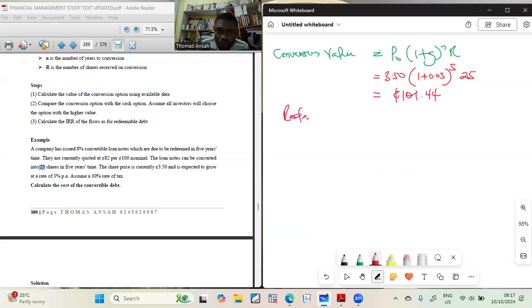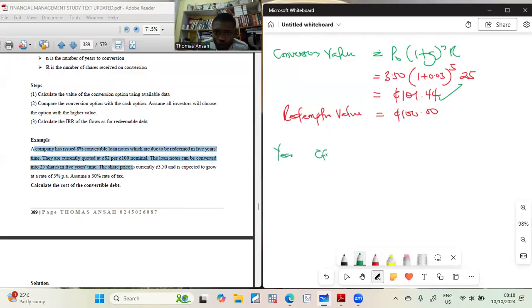That's step 2. If they are not going to convert, what is the redemption value? Of course, like I said, unless the question tells you the thing is at discount or at premium, it is always the 100 cedis. So which one is bigger? Conversion is bigger. So it means we will set up the IRR using the conversion as our redemption value. That's all.